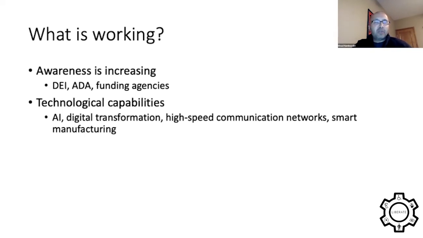I also believe technological capabilities are really coming together. Great advances in AI, digital transformation, high speed communication networks, various wireless communication networks, 5G, maybe beyond. Things like smart manufacturing, allowing us to create things fast and in an economic manner. So I think these are all going to help with assistive technologies and how we can bridge the gaps. The technology, I think, is actually not the bottleneck at this point.